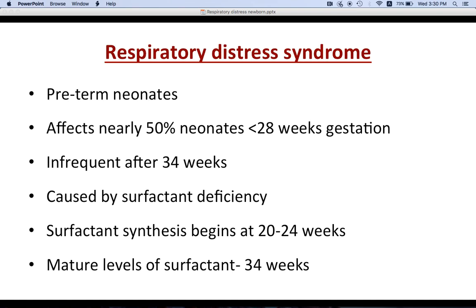So respiratory distress syndrome or RDS occurs predominantly in preterm newborns, and almost 50% of these newborns are less than 28 weeks of gestation. It is very infrequent after 34 weeks of gestation. The disease is a result of surfactant deficiency. Surfactant is produced by type 2 pneumocytes, and the synthesis usually begins by 20 to 24 weeks of gestation, but mature levels of surfactant are reached only by 34 weeks. So what does surfactant do?